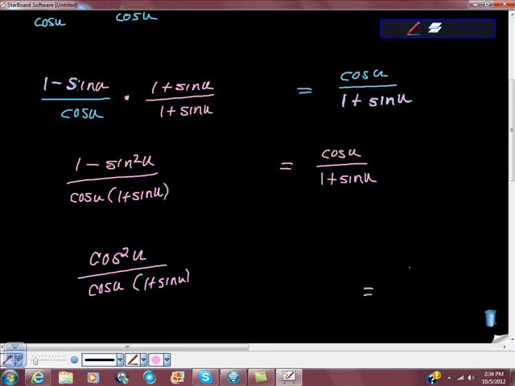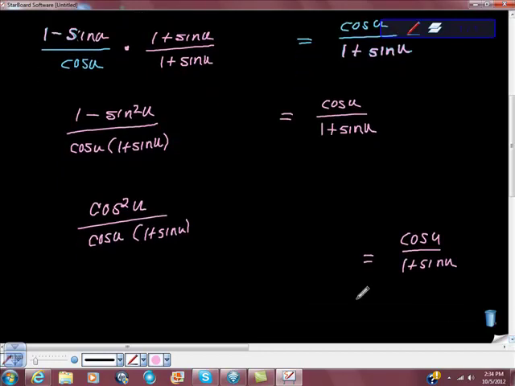And remember, I'm trying to get to cosine u over 1 plus sine u, and I think we just got there, didn't we? So I'm just going to simplify this. Cosine squared u over cosine u is just cosine u, isn't it? And it cancels this out, cosine u. And I think we have this thing licked, don't we?